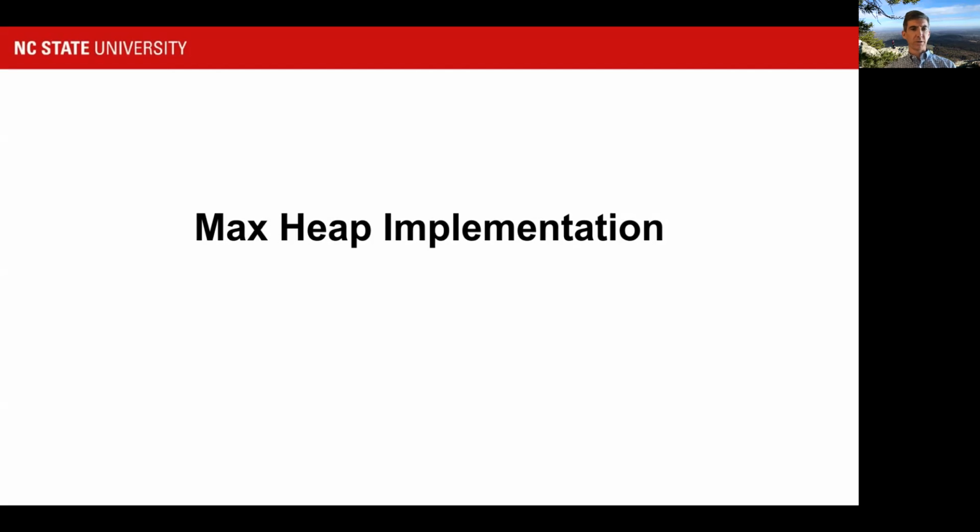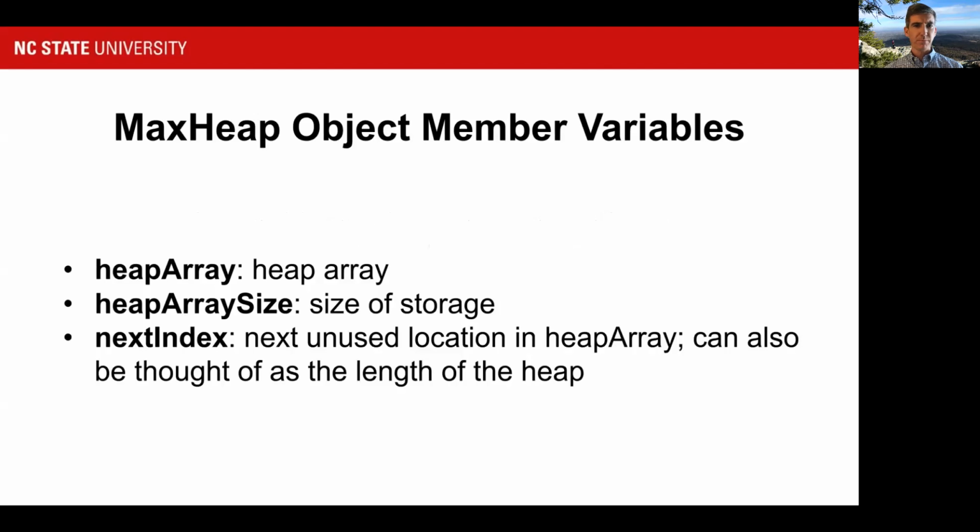In this video, we'll talk about how we perform these operations on a max heap. So if we were to implement this as a class or some sort of encapsulated data type, then we're going to need a few member variables to help us out. One of them would be the array itself that's going to hold all the data, and I'm going to call that heap array. Another is the size of that array in storage. So I'll call this heap array size.